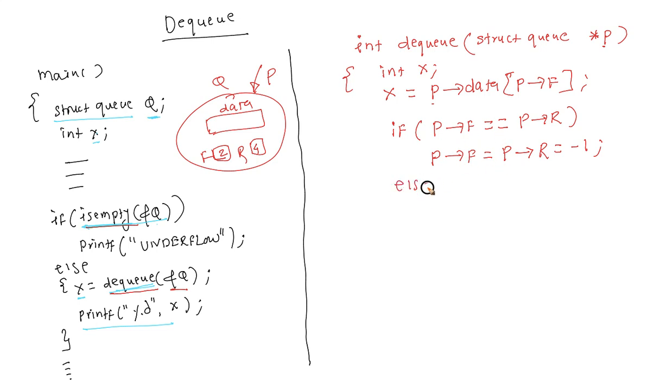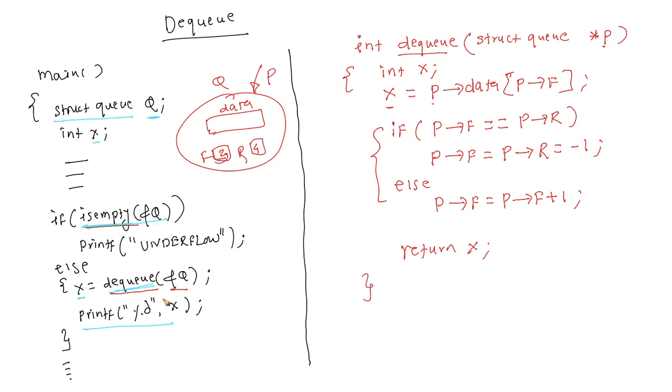If I remove the only element, I should do this. Else, that means there are more than one element because p arrow f and p arrow r are not same. In this case, what should I do? I will simply say p arrow f equal to p arrow f plus 1. I'll increment f. F will become 3. I'll increment f, right? And after doing this, what will I do? I'll return this value which I retrieved from the queue. I'll say return x. Yeah, that's it. Very simple code, right?